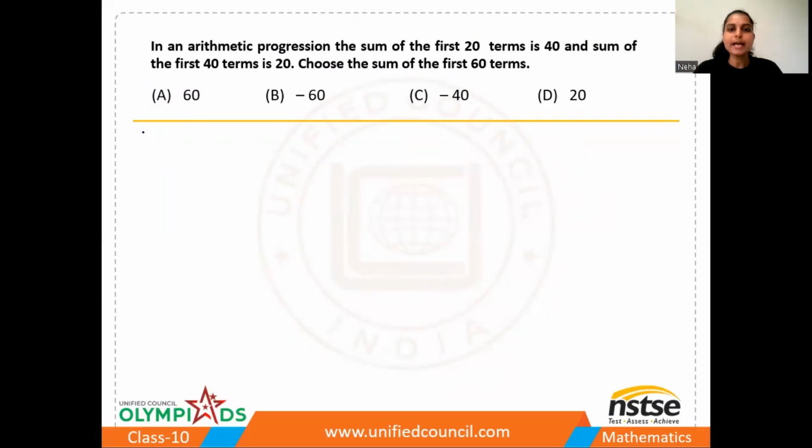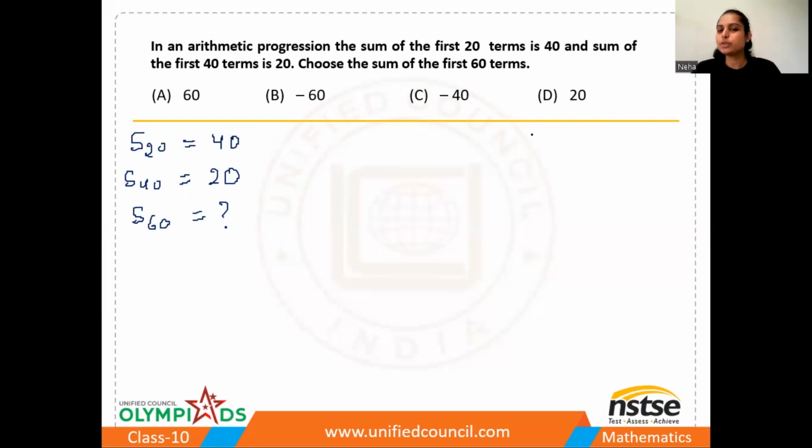Alright, that means S20, the sum of first 20 terms, is given equals to 40. The sum of 40 terms is given equals to 20, and they are asking for the value of S60, that is the sum of first 60 terms. Alright.